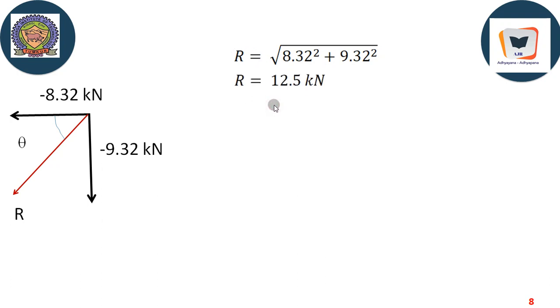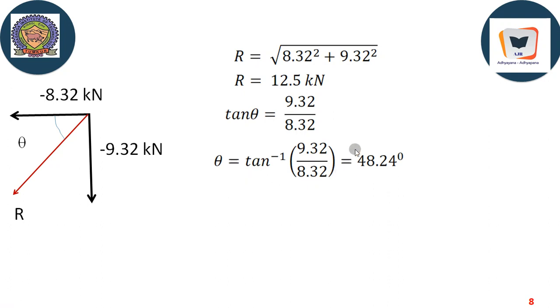So R happens to be 12.5 kilonewton, while tan theta is the sum of the vertical forces, that is 9.32, divided by 8.32, the horizontal forces. Therefore theta equals tan inverse of this, and we will get 48.24 degree to be the direction of the force with respect to horizontal. So we need to explain something like this while we conclude the resultant of this particular system.